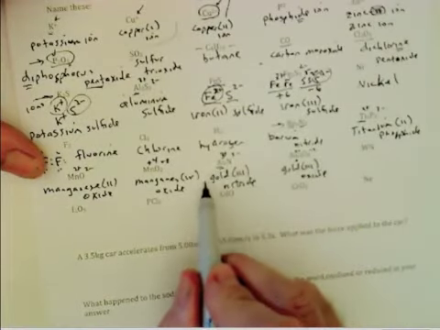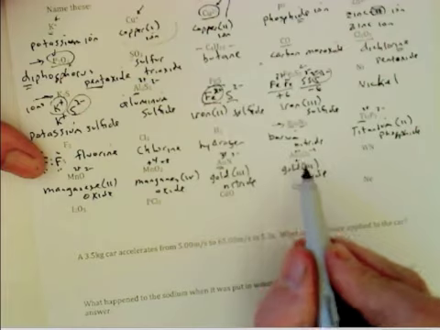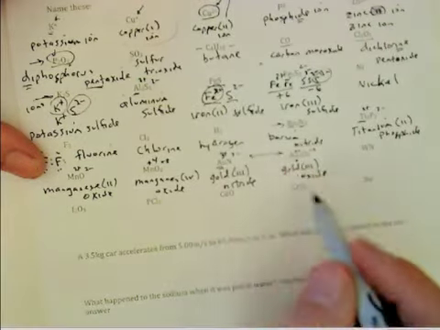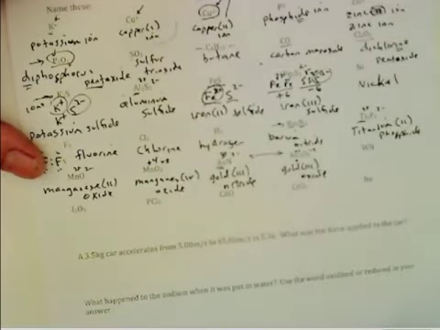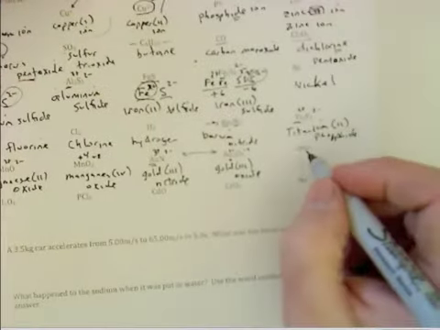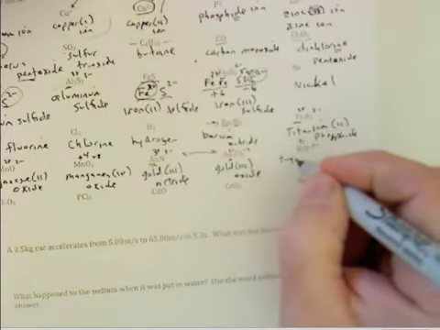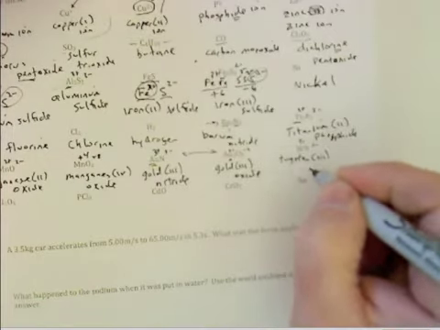Interesting. Notice this only had 1 gold in its formula, and it was gold 3. This had 2 golds, and it was gold 3. It doesn't matter how many it takes to add up to 0. You're just trying to find the charge of each individual for the name. This is tungsten. That's -3 for the nitride, so that must have been +3. So I'm going to go tungsten 3 nitride.